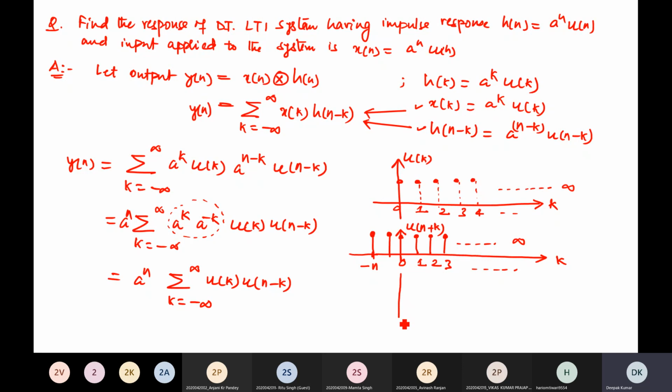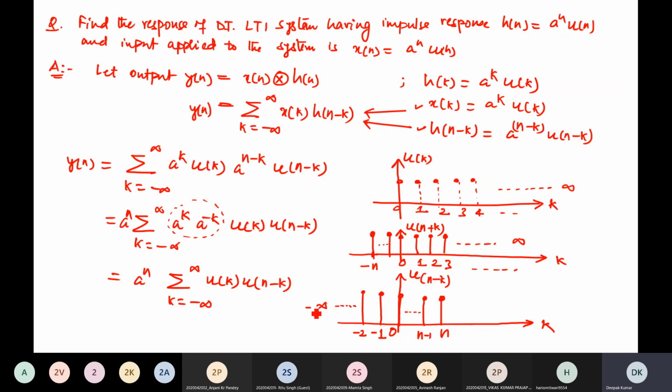And now take the time reversal, u of n minus k. It will be the mirror image of this u of n plus k. Here time reversal means mirror image about the y-axis. So somewhere in the positive side it will be the limiting value, at the origin, this range, two samples are present, and this is minus 1, this is minus 2. In this direction it will go up to minus infinity.